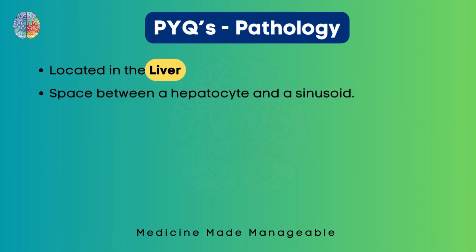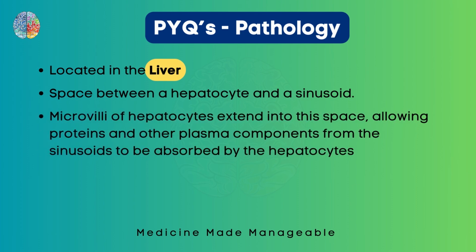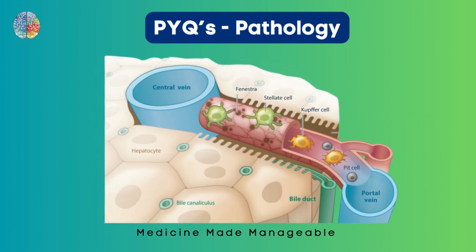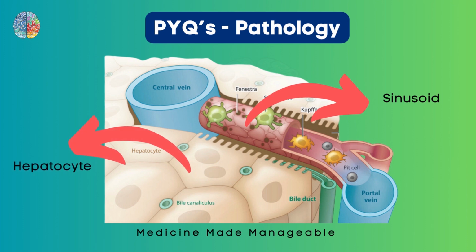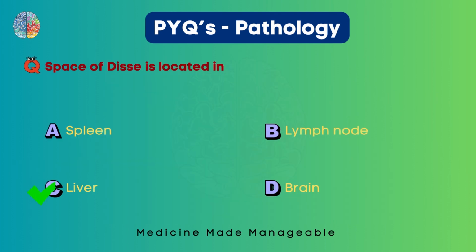It is a space between a hepatocyte and a sinusoid. The microvilli of the hepatocytes extend into this space, which allows the proteins and other components from the sinusoids to be absorbed in the hepatocytes. So this is a very good diagram where you can see the sinusoids and a hepatocyte. So there is a very small space between them that you can see. This is called the space of Disse. Coming back to our question, our answer is C.